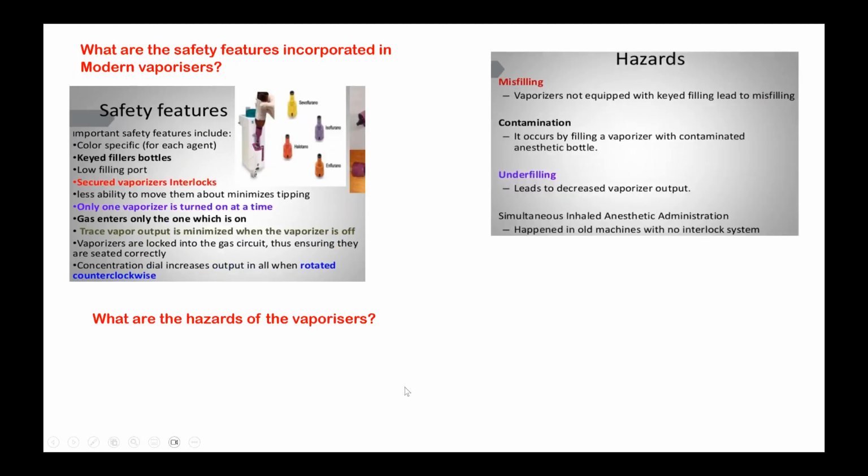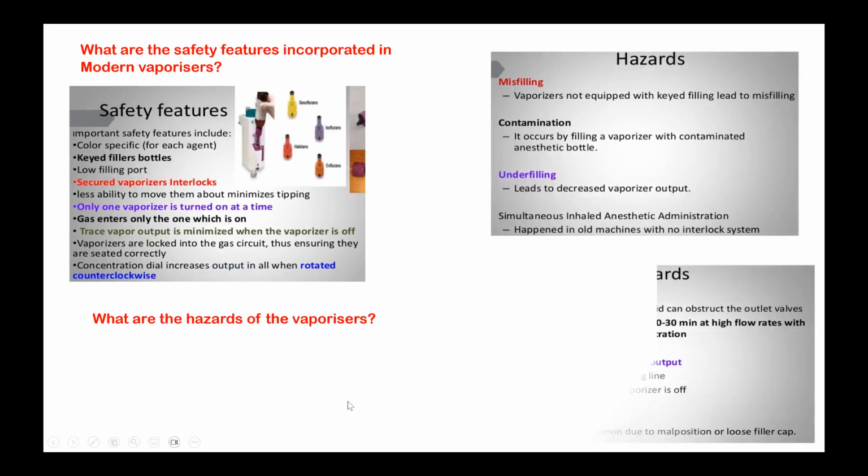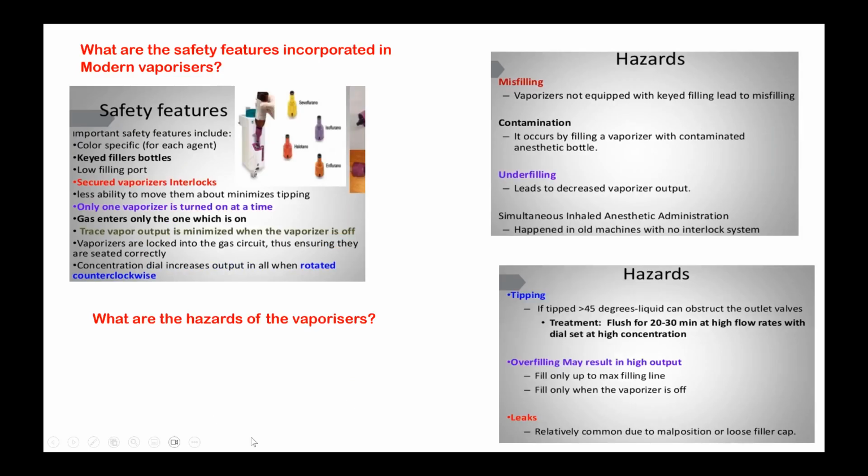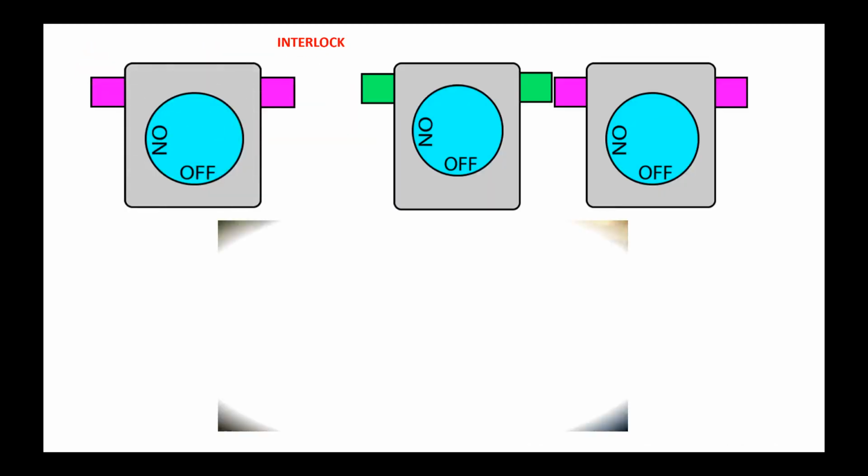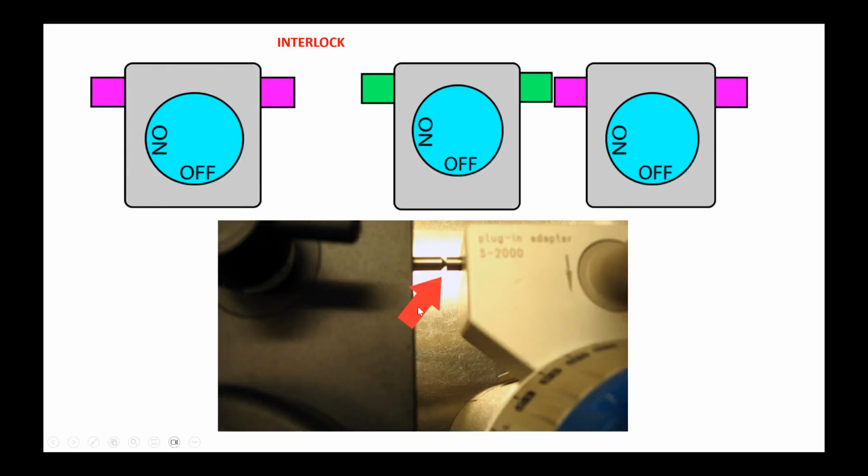These are the safety features we have already seen. The hazards of the modern vaporizers are tipping, overfilling, and leaks. These are the hazards that you have to know. Interlocking, how it works: you have two rods projecting like this. Okay? So when you fix that, one rod will lock the other one and will not allow it to go into the on or off position.